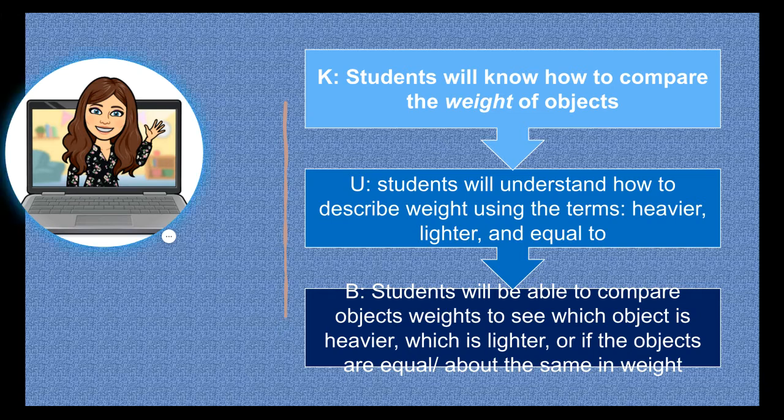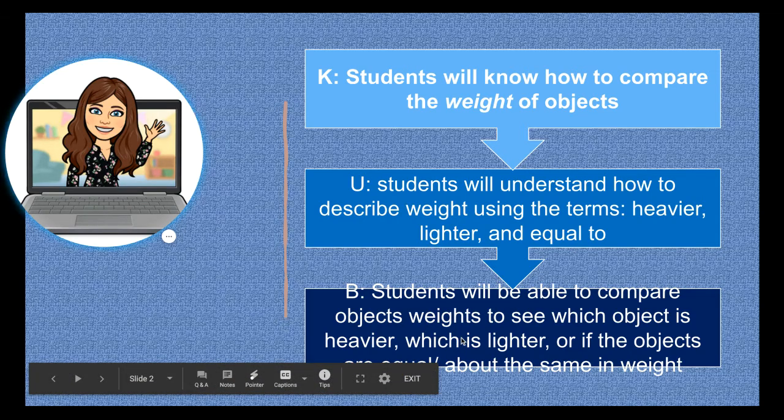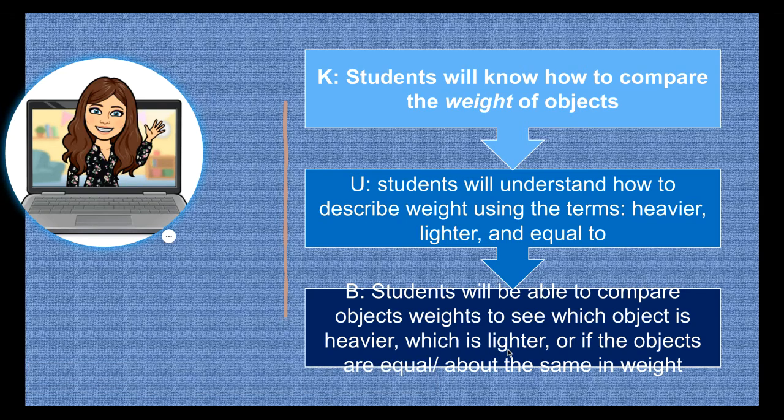Friends, after today's lesson, you should know how to compare the weight of objects. You will understand how to describe weight using the terms heavier, lighter, and equal to, or about the same in weight. And you'll be able to compare objects' weights to see which object is heavier, which object is lighter, or if the objects are equal to or about the same in weight.